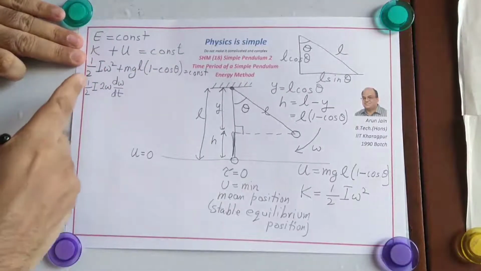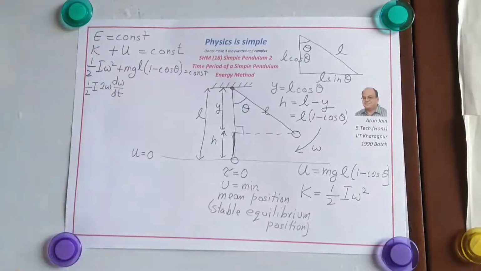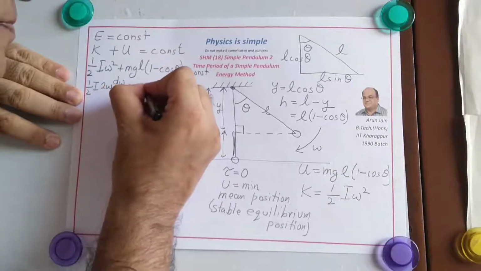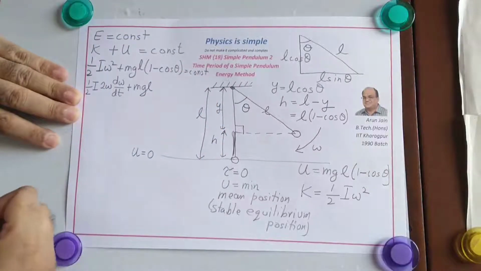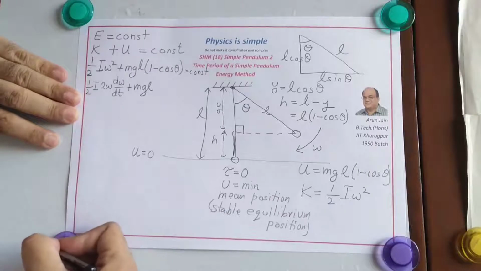So now, what have we done? We have differentiated omega square with respect to time. First we differentiated omega square with respect to omega, and we got 2 omega. Then we differentiated omega with respect to time. Then we have mgL. If we differentiate 1, we get 0. If we differentiate cos theta, we get minus sin theta.